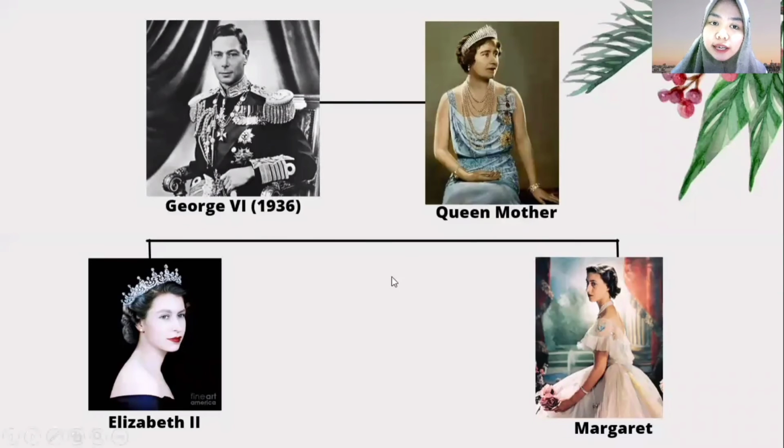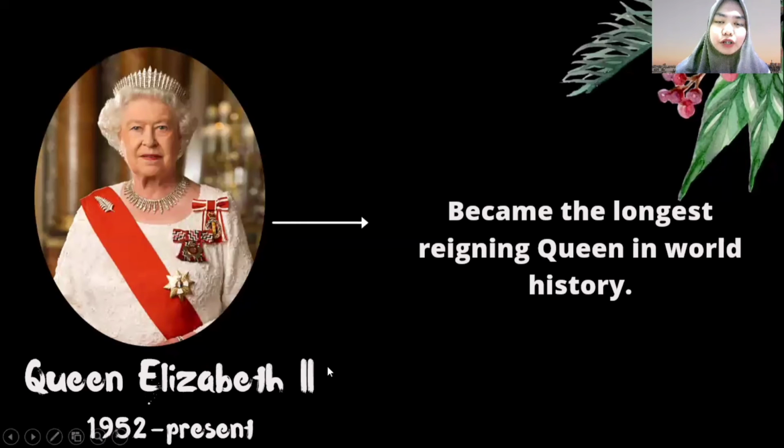George VI married Elizabeth, the Queen Mother, and had two daughters. They were Elizabeth II and Margaret. George VI died in his sleep, which then made Elizabeth II, who was 25 years old, his successor. Elizabeth II has reigned from 1952 to the present. She became the longest reigning queen in world history.